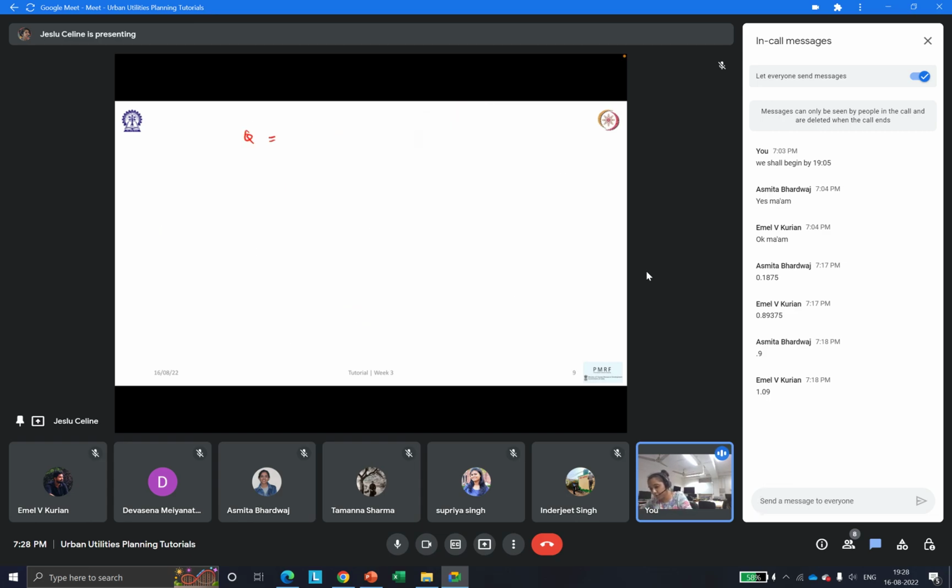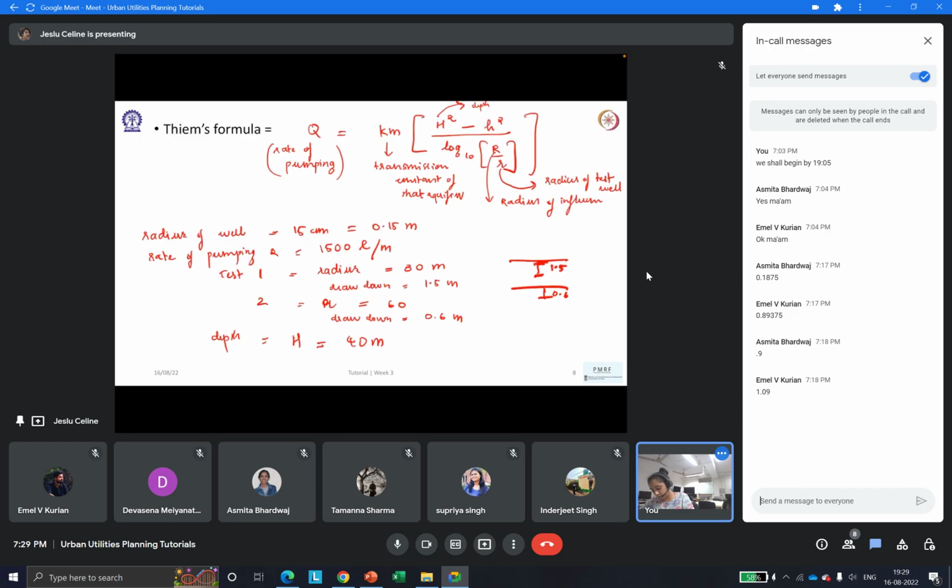So Q is equal to, I'm writing it once more over here, H square minus h square divided by log 10 R divided by r. I'm just leaving k like that because we do not know the value. Even Q, I'm leaving because we won't need it right now. And in our first case, for 40 meter depth minus our drawdown. Here this is drawdown, this is not H.